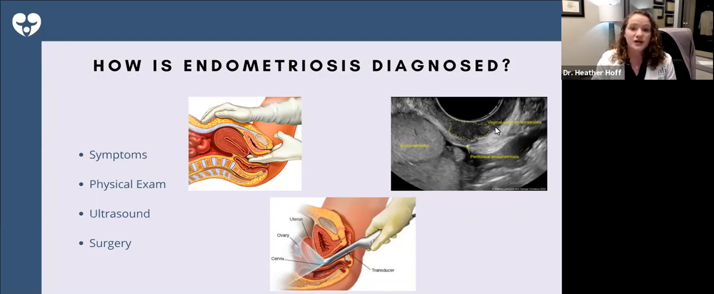This ultrasound actually also shows some vaginal endometriosis, which is a pretty uncommon finding, but when we see it on an ultrasound like that, it's pretty diagnostic that we will likely need to do some further evaluation.